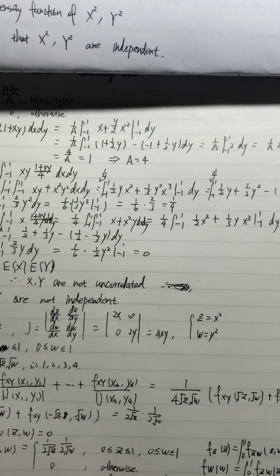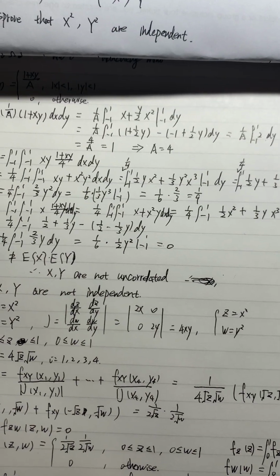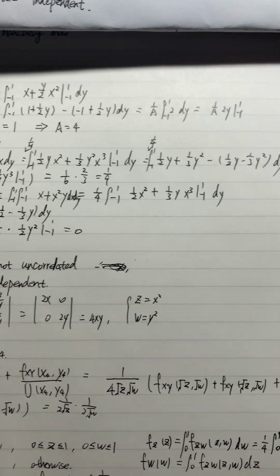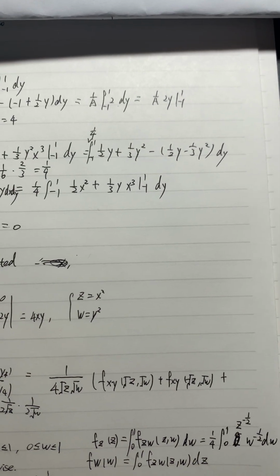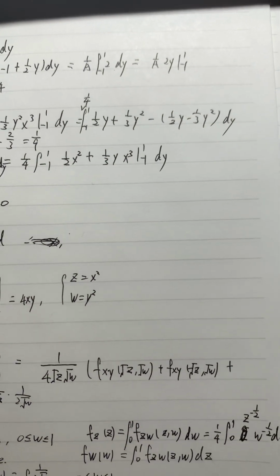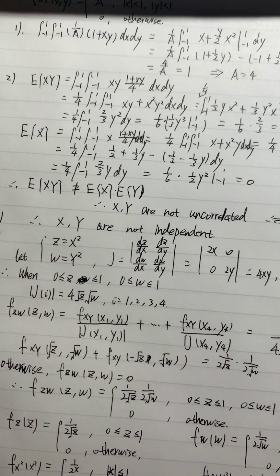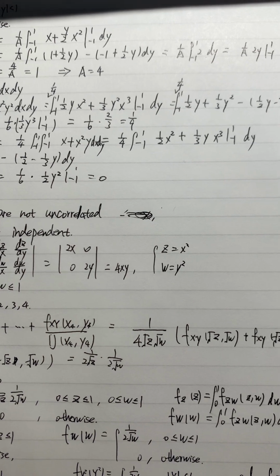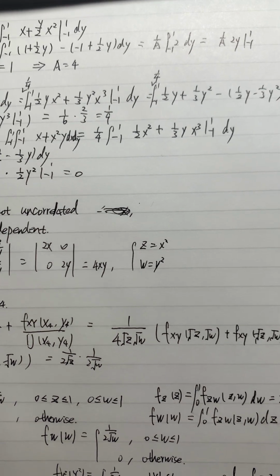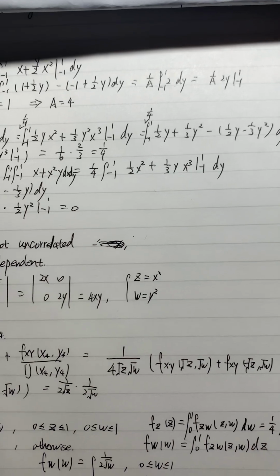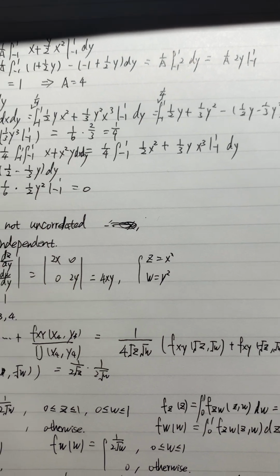So now we want to find the marginal density function of z and w. The marginal density of z is equal to the integral from 0 to 1 of the joint density function of z, w dw, which is equal to 1 over 2 times the square root of z. And similarly, we can get the density function of w, which is equal to 1 over 2 times the square root of w when w is greater than 0 but smaller than 1, and 0 otherwise.